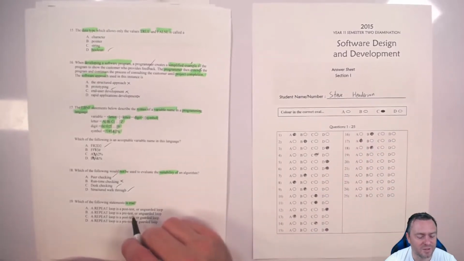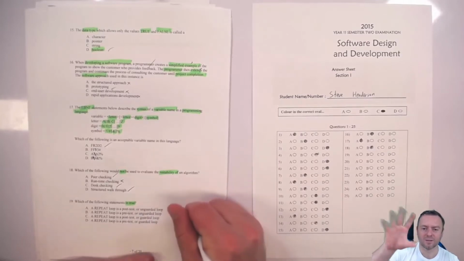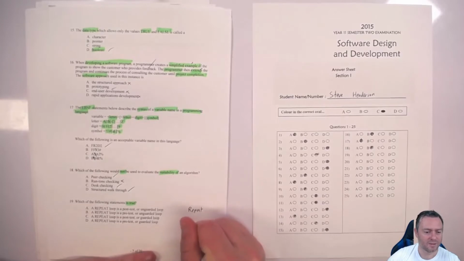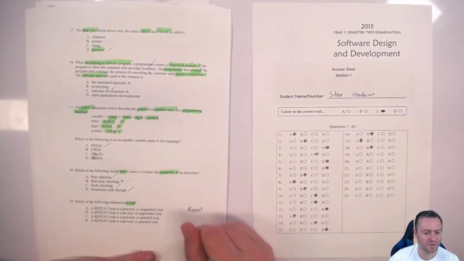Which of the following statements is true? So you've got a repeat loop. Repeat is a post test. So repeat until this condition is true. So it's definitely a post test. So it's A or C. That's what your brain should be thinking.